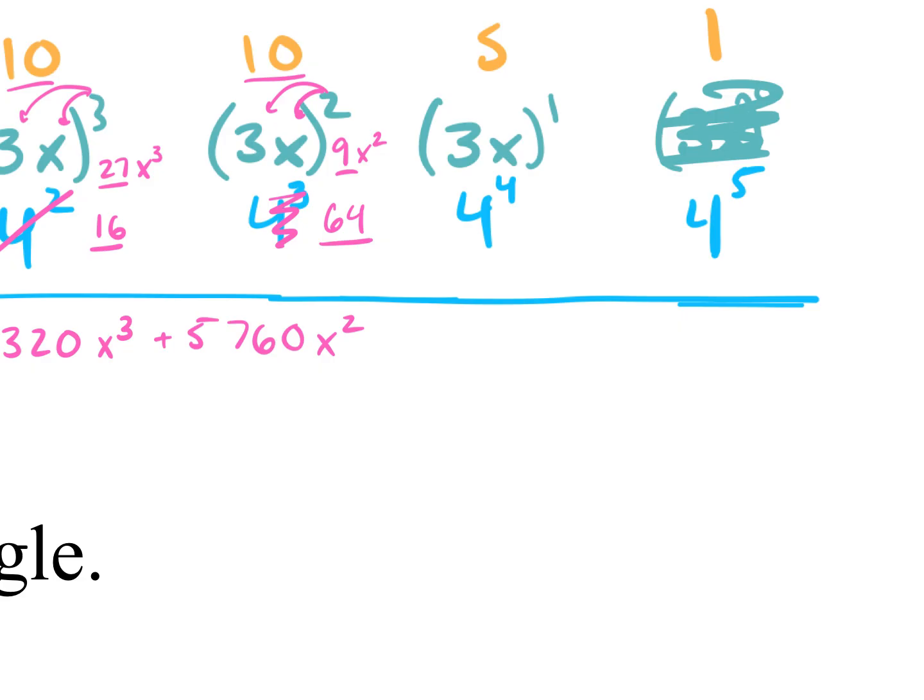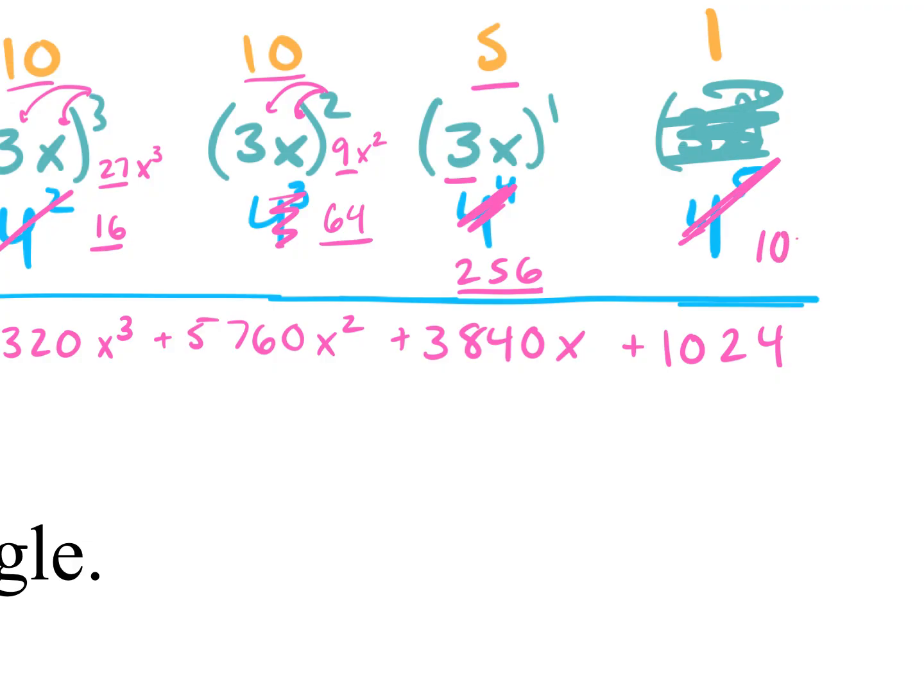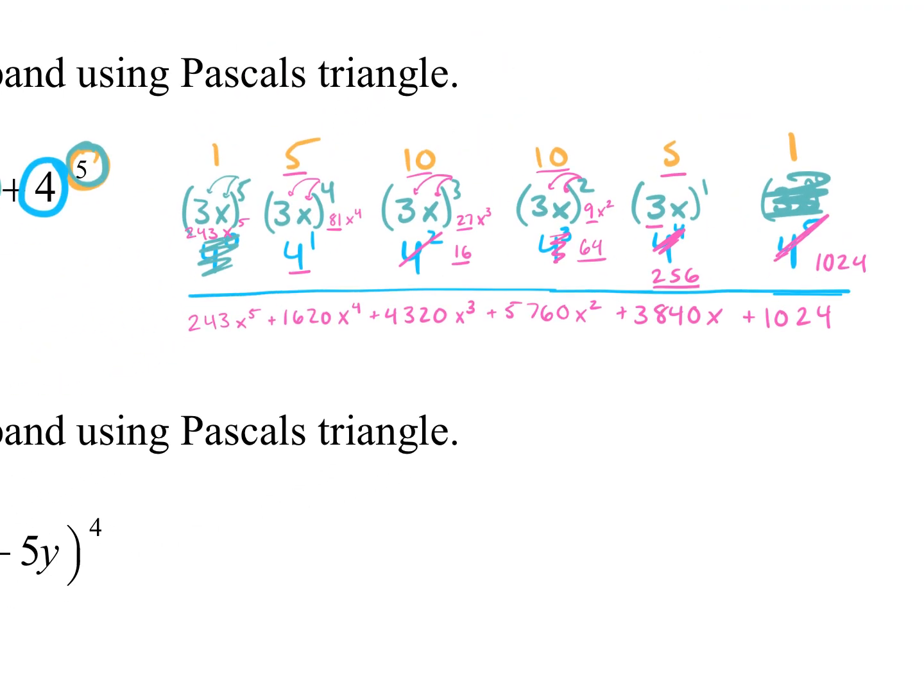Here we just have 3x, 4 to the fourth power would be 256. So 256 times 3 times 5 would be 3,840x. And then lastly, 4 to the fifth power would be 1,024. So this would be our answer.